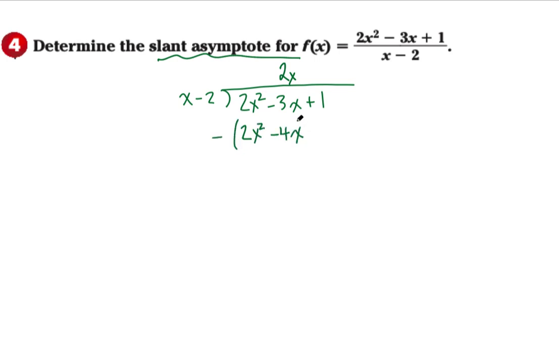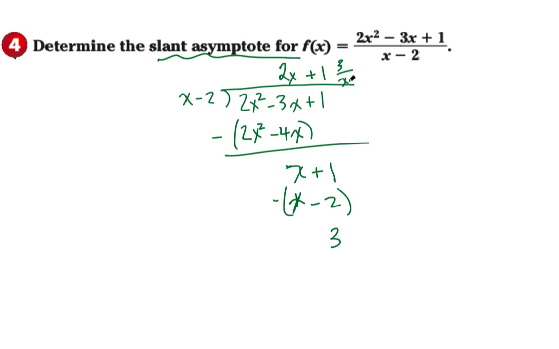When I subtract all of that, what I'm going to end up with here is a positive x plus 1, because this is going to become a positive 4x plus that negative 3x gives me a positive x, dropping the 1 down. How many times does x go into itself? You guessed it, 1 time. 1 times this whole thing is going to be x minus 2. And I'm going to subtract all of that, and that's going to give me a positive 3 as the remainder. So then I'll get 3 over x minus 2.